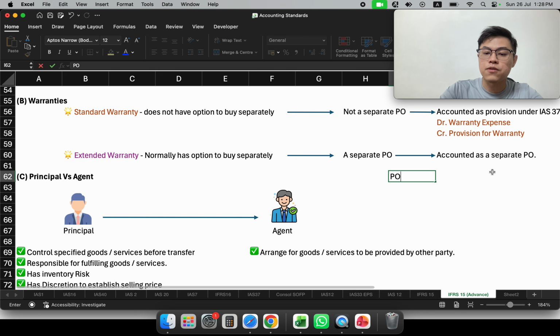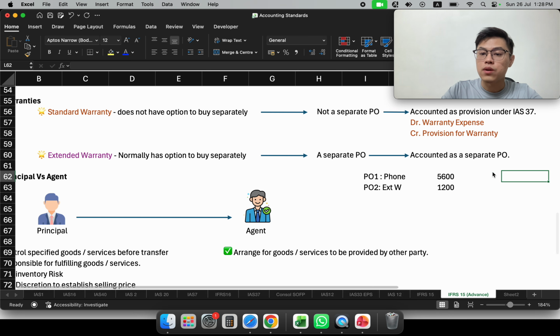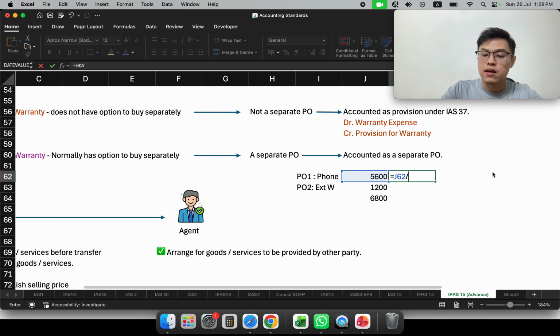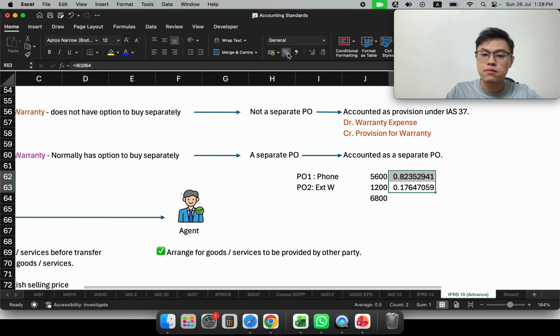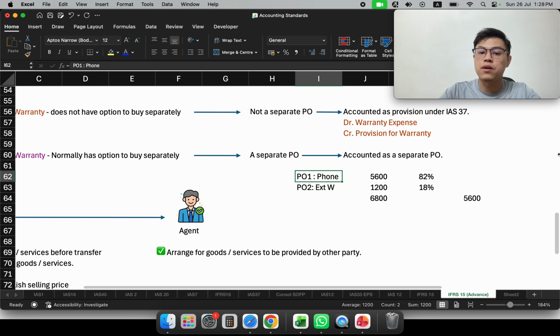Okay, the sale of the phone maybe is PO1, standalone selling price is 5,000, and your PO2 is the extended warranty. So maybe it is 1,000, and then we are going to allocate. Okay, so outside, when the customer buys it outside, this percentage will be 82% and 18%. And if you sell everything to the customer at 6,000, maybe you give this extended warranty free together with the phone, or maybe you sell everything at 6,000.